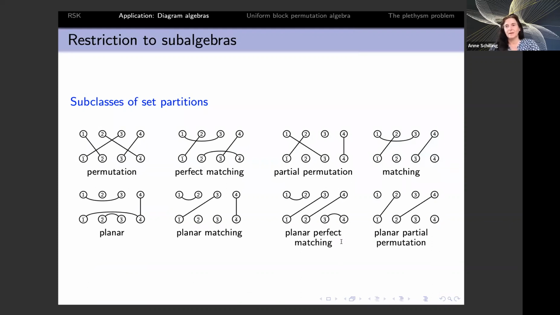I mentioned before that, even though it doesn't look very spectacular, the nice thing about this insertion is that it's well behaved with respect to subalgebras. That's really where the power of this lies. So instead of looking at all possible partition diagrams, you can look at certain subclasses of these set partitions. For example, permutations are a subclass where you always connect one element from the top with one element from the bottom, right? That would give you a permutation. You can also look at perfect matchings and so on. I've listed a bunch of subclasses of these set partitions that come up a lot in the literature.